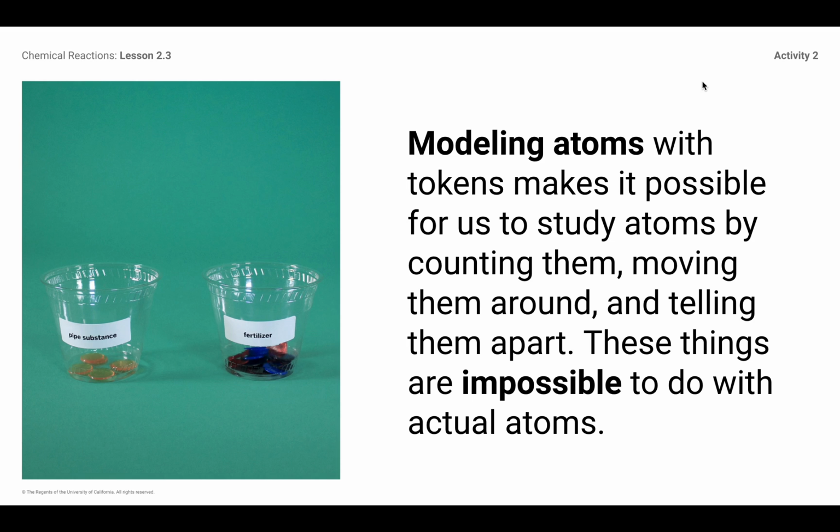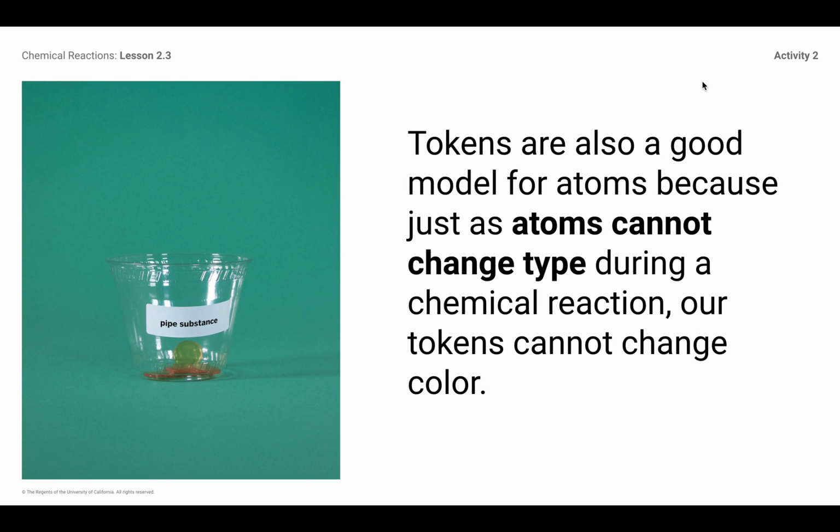Modeling atoms with tokens makes it possible for us to study atoms by counting them, moving them around, and telling them apart. These things are impossible to do with actual atoms because actual atoms are way too small for us to do anything with them. So that's why we use the models. Tokens are also a good model for atoms because just as atoms cannot change type during a chemical reaction, our tokens can't change color. For example, the pipe substance atom models are that yellow, amber-colored token, and they're going to stay that color.